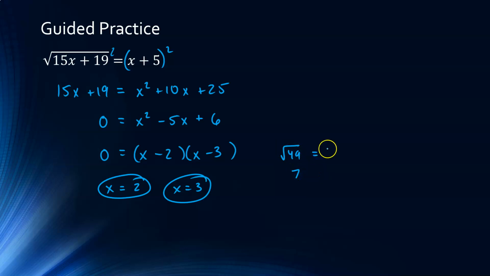And then the right side, we would have 2 plus 5, which is also 7. So that one checks out.